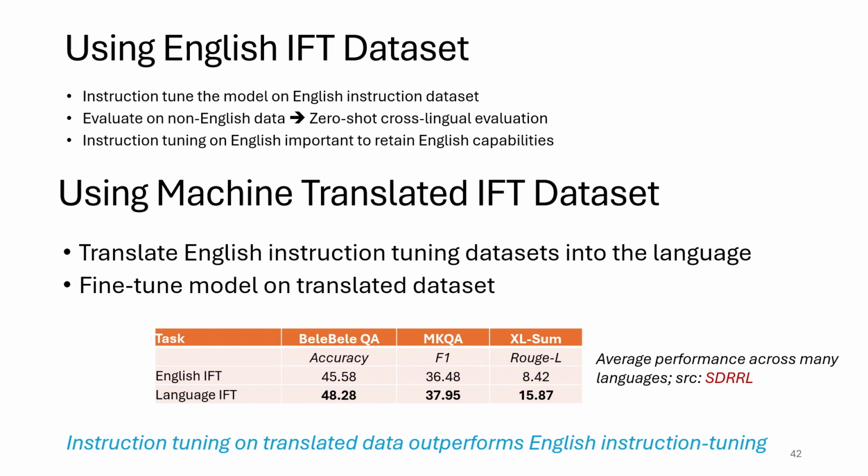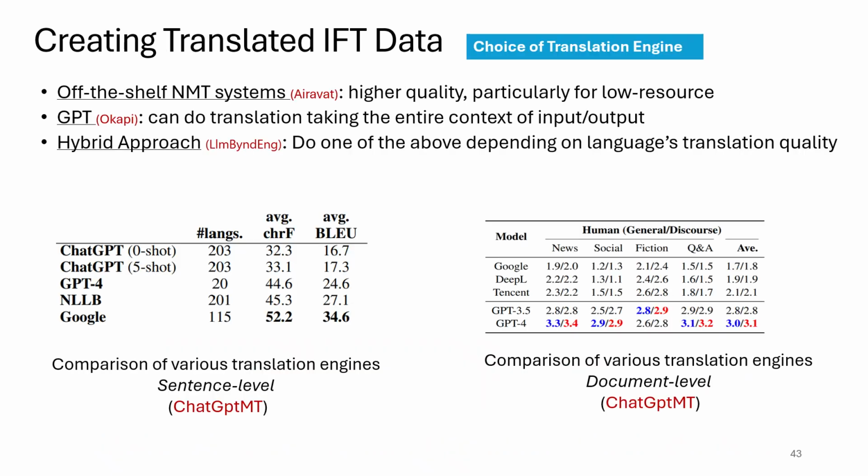So typically, you can see some of the examples here on different tasks like Q&A tasks like Belebele and MQQA, and summarization tasks like XL-Sum. We can see that training on in-language data is better than just training on English. So that's a strong recommendation to use machine translated IFT data. And the question is, how do we create this translated IFT data?